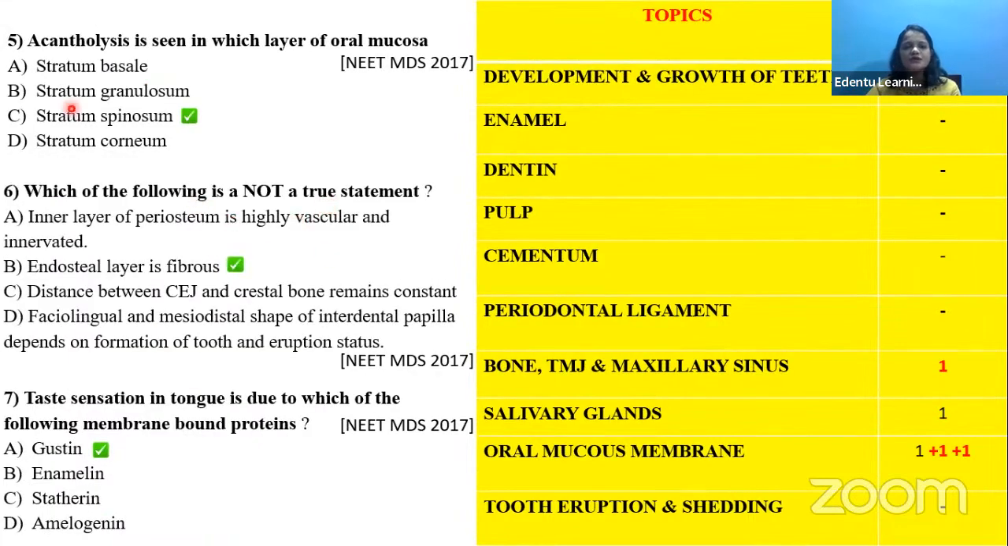Next question: acantholysis is seen in which layer of oral mucosa? Again, an oral mucous membrane question. It is usually seen in the stratum spinosum.